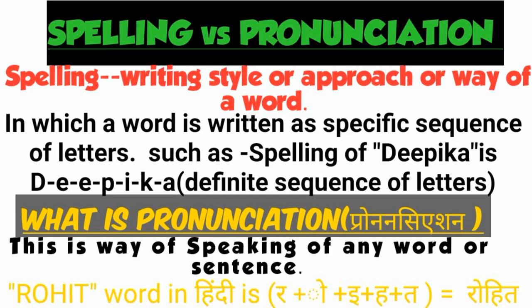Let's move towards spelling. What is spelling, guys? Have you any idea? Spelling is the writing style of a word जिसमें letters को एक particular sequence में लिखा जाता है. Let's move to pronunciation, that is the speaking style or way of a word or a sentence. Guys, don't write it wrong, this is wrong. For example, pronunciation of R-O-H-I-T word is Rohit.